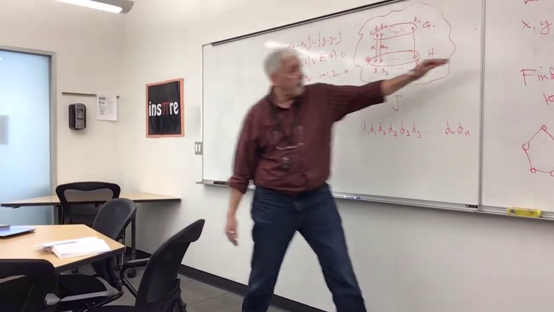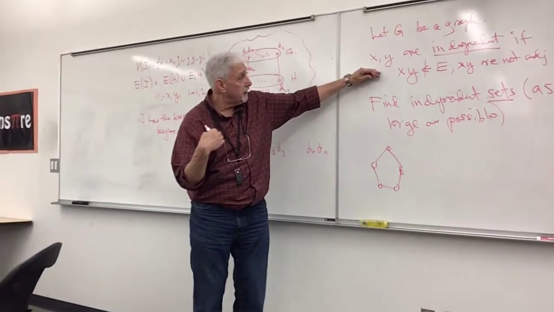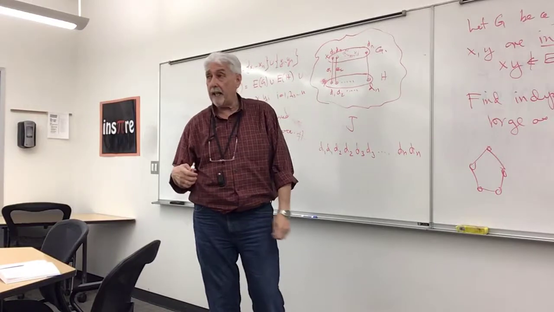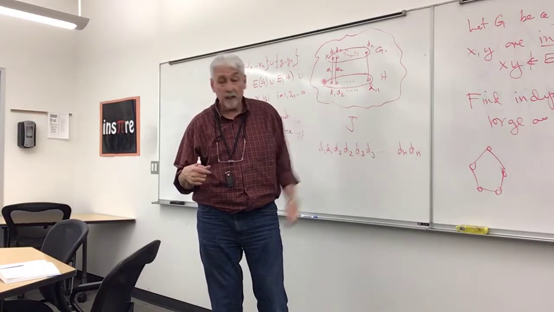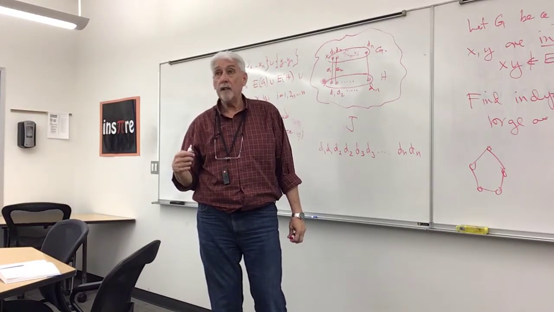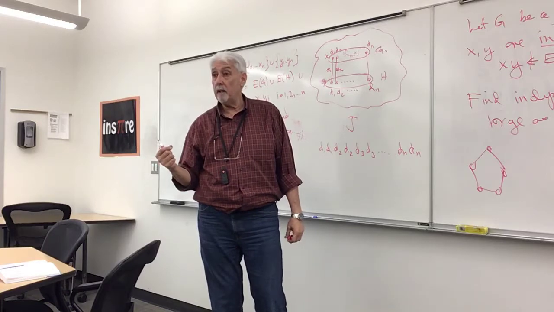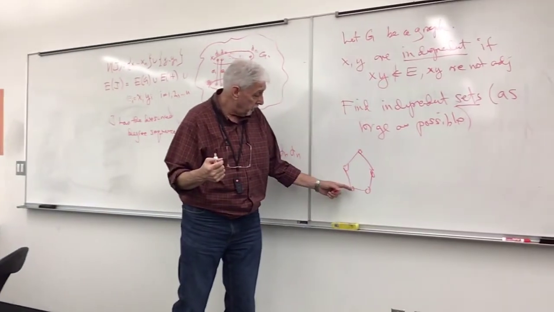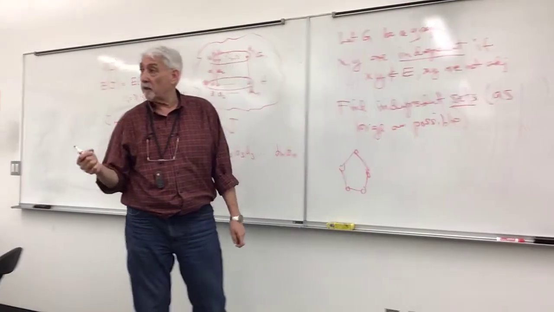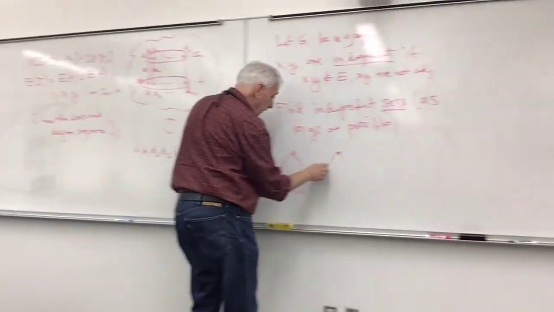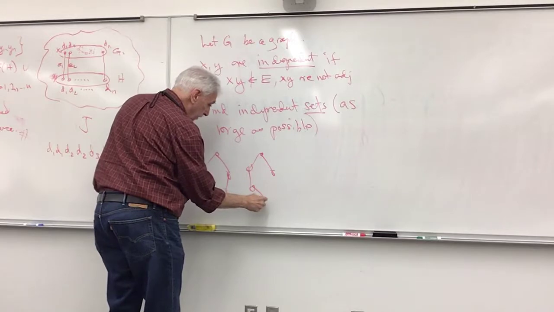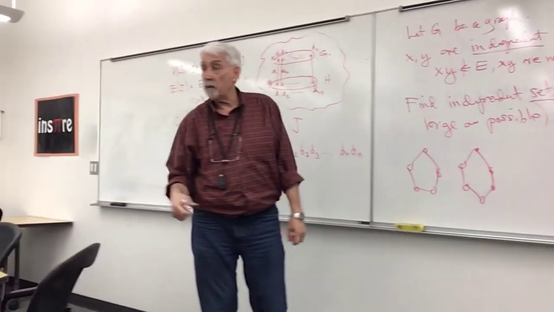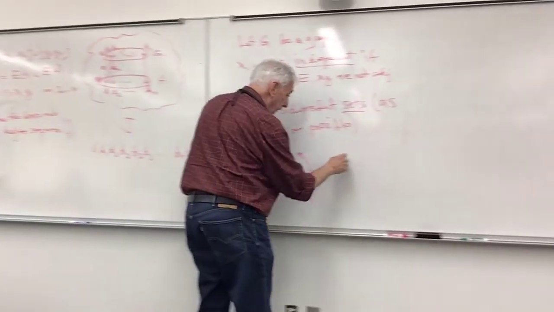Now, what does it mean to be independent? You're going to give me a set of vertices so that no two are adjacent. What's the largest set of independent vertices you can give me in C5? 2. There's no 3? Oh, 1, 2, yeah, so 2 is largest. What about C6? 3.